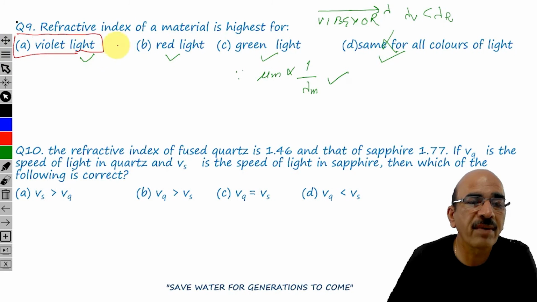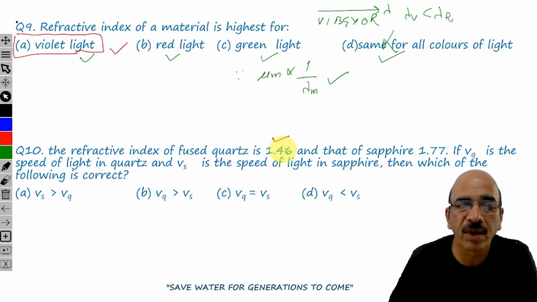Okay, this is a very important question, a very good question, so do it sincerely. Now the last question. The refractive index of fused quartz is 1.46. So we have written quartz as Q, and here the refractive index is 1.46. And the refractive index of sapphire is given, so we have written mu S as 1.77.